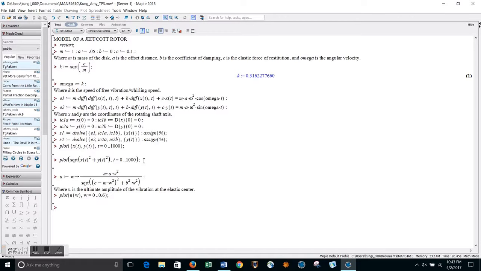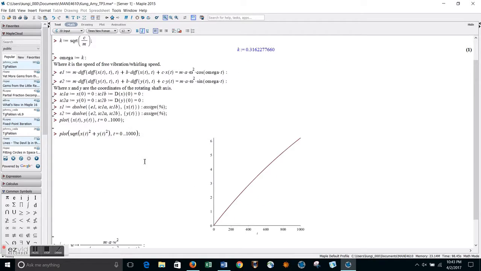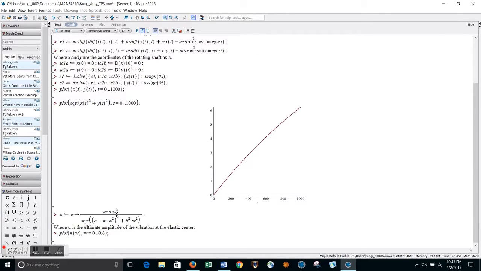This line here takes the x and y displacement of the rotor that we've calculated up here and calculates essentially its spin radius. It's fairly simple, but it gives a good visualization of how the rotor is moving. In these lines, I've calculated and plotted u, which Jeffcott referred to as the ultimate amplitude of vibration at the elastic center.